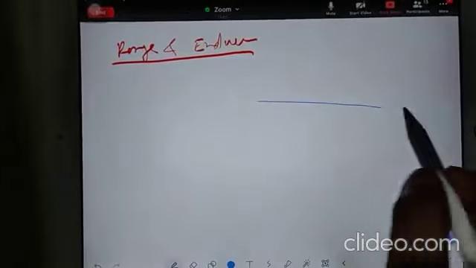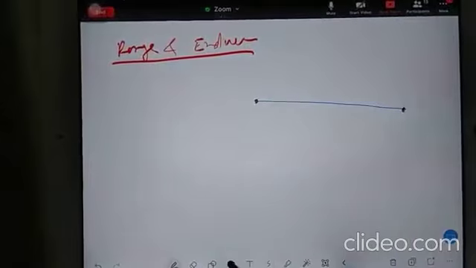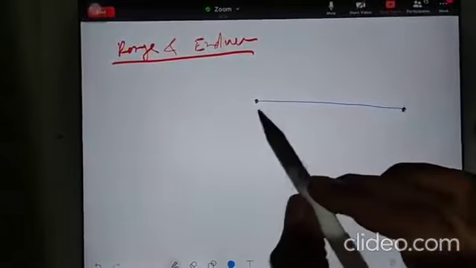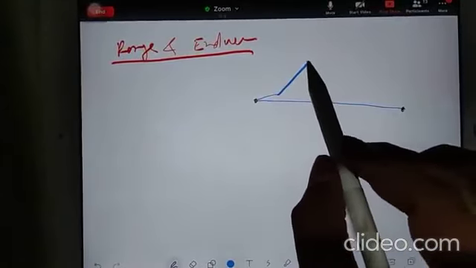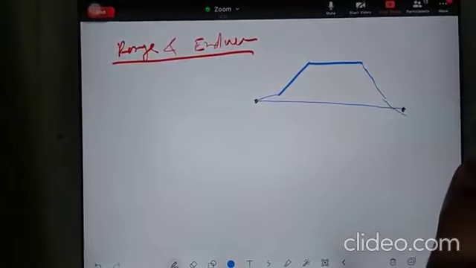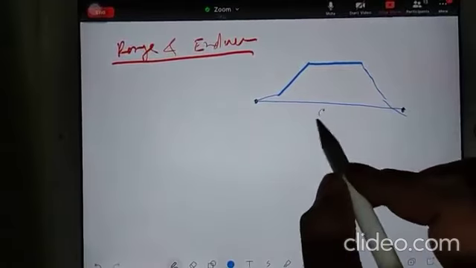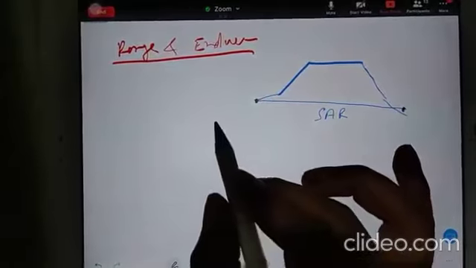Suppose this is the entire flight. You started from here, you landed here. Then you are doing takeoff, then you are doing climbing, then you are cruising, then you are gliding, and then you are coming back, landing. So this becomes your safe air range. I will send you photos, so don't worry about making notes.